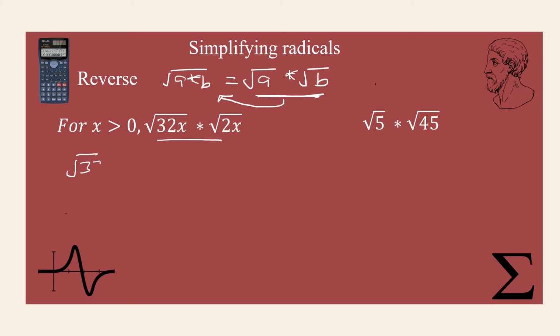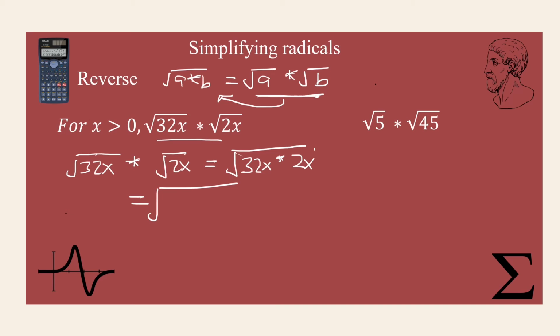So the square root of 32x times the square root of 2x, according to the product rule, is equal to the square root of everything under the square root, 32x times 2x. This is perfect, right where I want to be, because 32x times 2x gives me 64x squared. Awesome. Now I can find the square root of that. The square root of 64 is 8. The square root of x squared is x. If I square 8x, I get 64x squared. So that's my answer. Pretty cool.